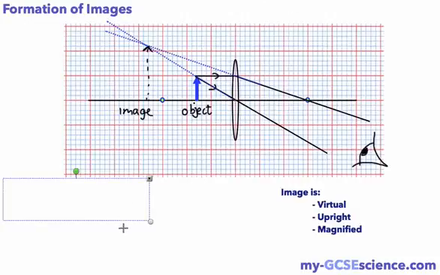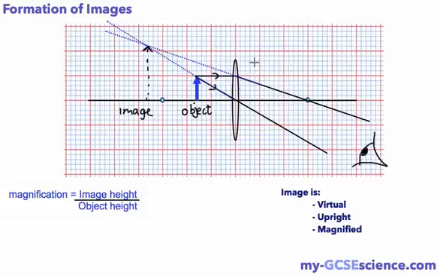The second thing that we have to be able to do is work out the magnification. The magnification is just a very simple formula. It's the image height divided by the object height, and it has no units because we're just comparing one to the other. So in this case we have an image which has a height of 11, and the object height is 5, so the magnification is, well, that would be 2.2. So this image is 2.2 times bigger than the actual object.